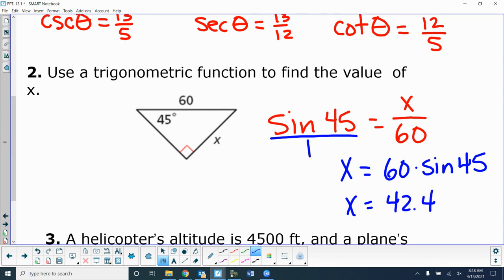Now here's how I would do this. I know this is a 45, 45, 90 right triangle. It's one of those special ones. The hypotenuse is always one of the sides times the square root of 2. So what I would do, since I know the hypotenuse, I would divide by the square root of 2.